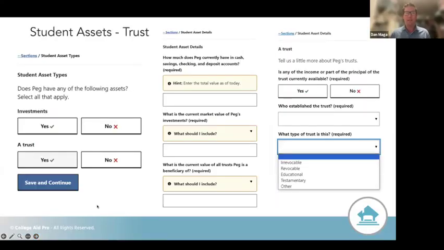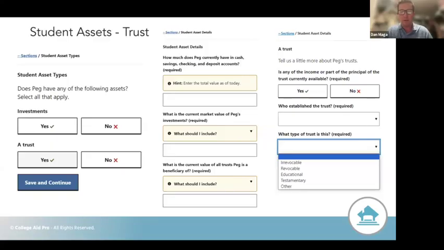And then it's going to ask, this is the student section. So if the student has any investments or if they have a trust, you can see we splice out here with the trust situation. It's going to ask all the details about the trust. Now, if the student has, or if you have, a custodial account for the student, a UTMA or UGMA account, that would be in the student investment section, not the parent.